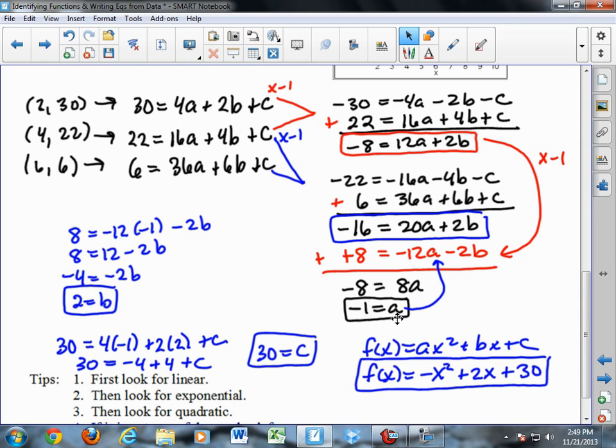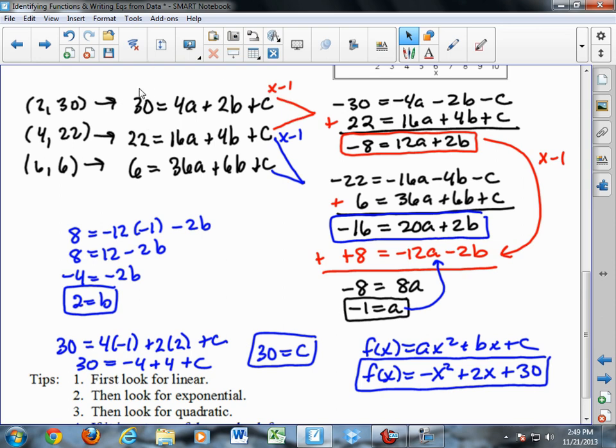I'm going to substitute -1 equals a back into this red equation. I could substitute it into either of the equations, but I'll just pick that one, which I did over here. So 8 equals -12 times -1 minus 2b. Solving that for b, I end up with 2. So now I have a equals -1 and b equals 2. I'm going to take both of those values and put it in this first equation down here, and then I wrote that down here.